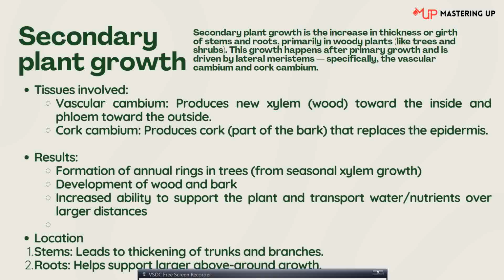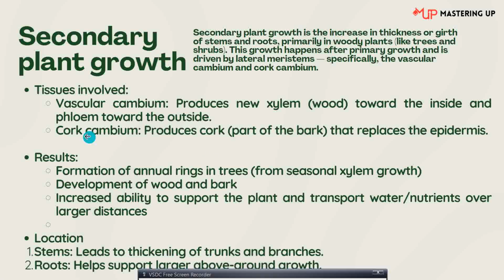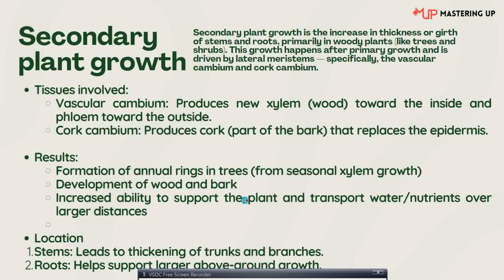So we can find the age of the tree by counting the annual rings. These are ring-like structures present in trees, and by counting the tree rings we can identify the age of the plant. This secondary growth is responsible for the formation of annual rings from seasonal xylem growth. Annual rings are formed due to the seasonal xylem growth. It forms every year.